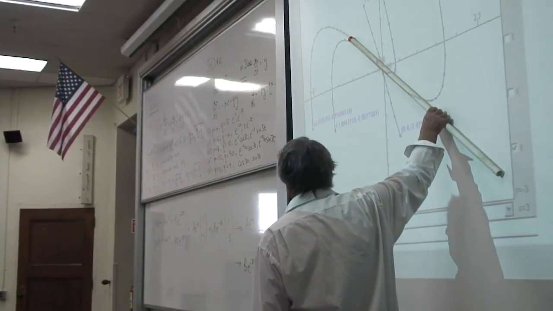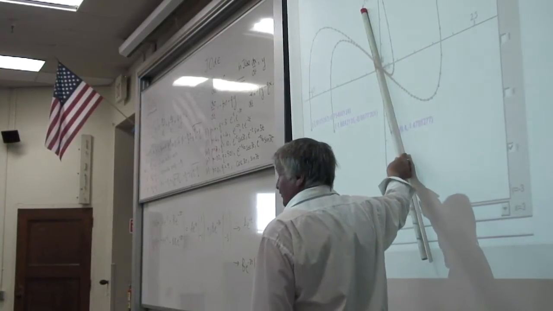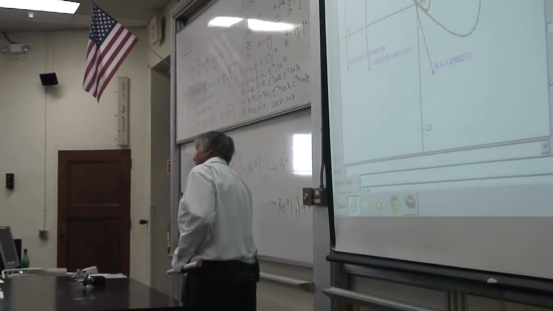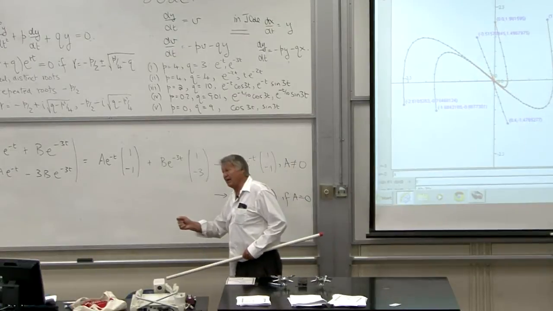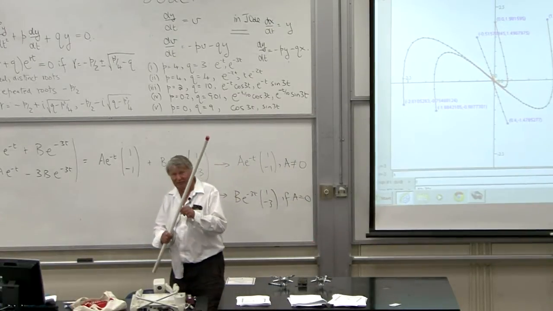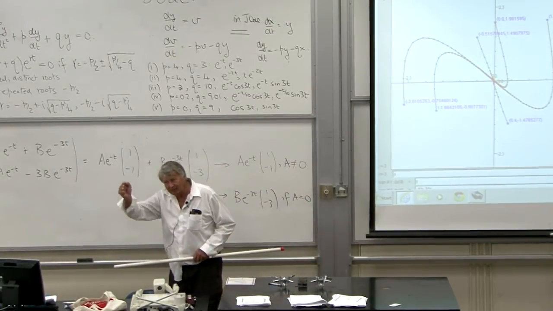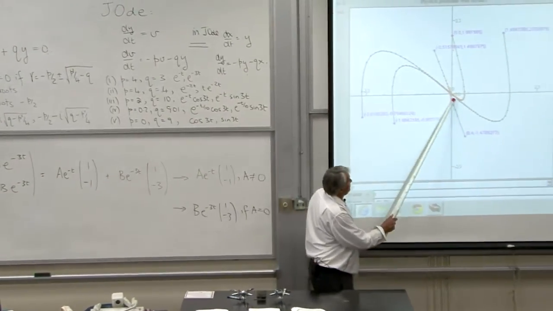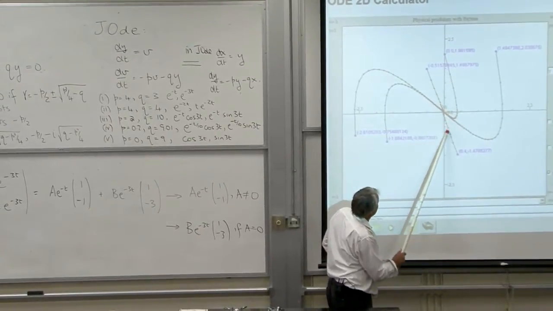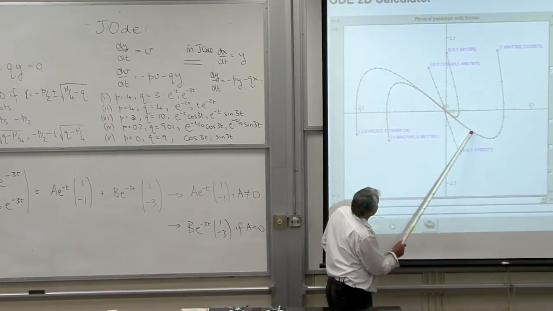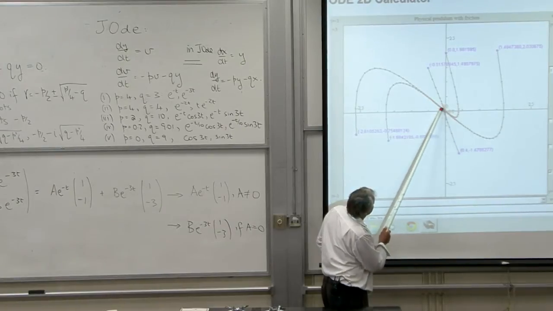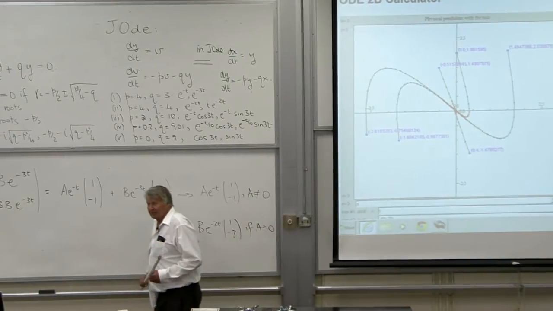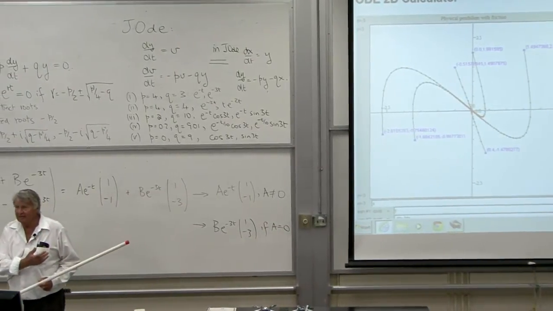This one is e to the minus t. This one is e to the minus 3t. So the e to the minus 3t is the strongly stable, they call it, manifold. In other words, that's the strongly stable direction. You go to this one, you get rid of the component in this direction quite quickly, and you end up along the weakly stable manifold, the e to the minus t. They're just words, but you can see the idea.